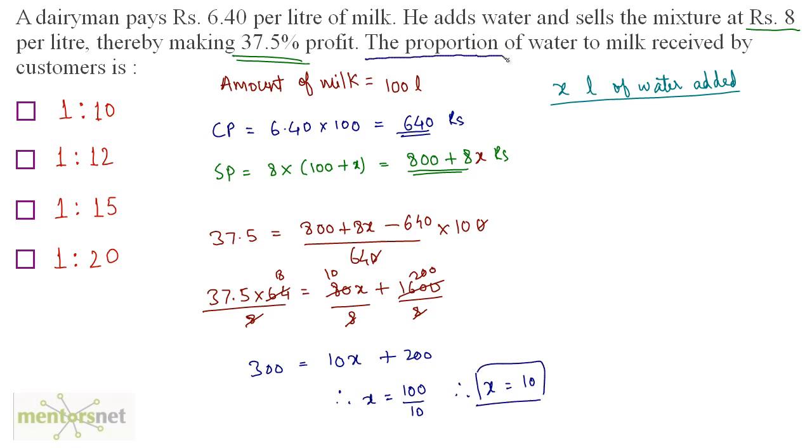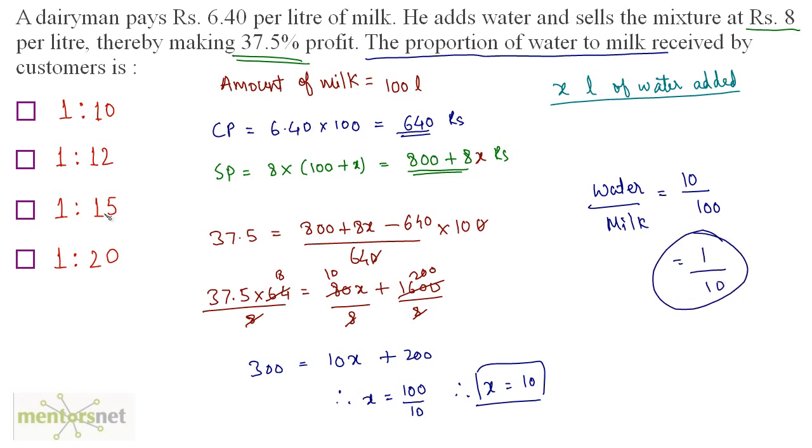Now we have been asked the proportion of water to milk. So water upon milk is equal to, water is 10 liters and the milk is 100 liters. So 10 by 100, that is 1 by 10. So this is the proportion. So option A is the correct answer.